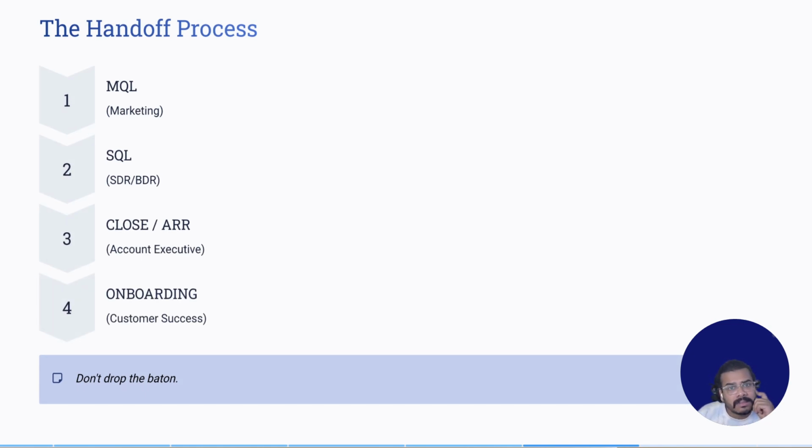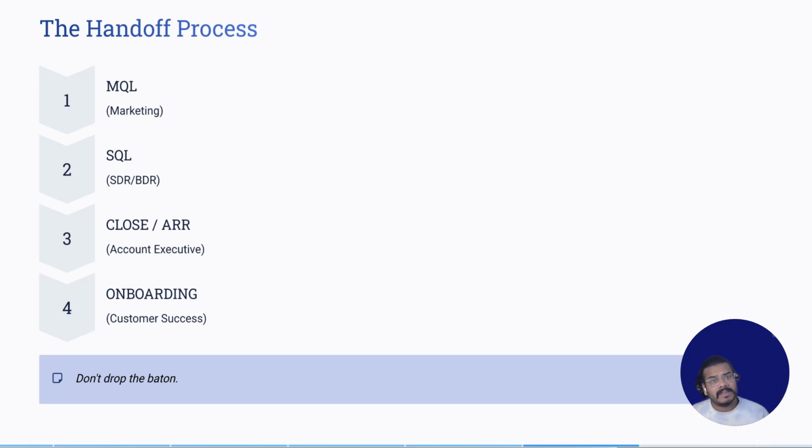Now let's understand the funnel and the handoff. Okay, so whatever you see on the screen, let's look at the process flow. Imagine you are running a relay race. Back in school, if you have run a relay race, I have done that, right? So marketing runs the first lap here. They find the lead. We call this an MQL, or a marketing qualified lead. Then they pass the baton to the SDR, the sales development rep, right? The SDR calls the lead, qualifies them, and books a meeting. Now this becomes an SQL, which is a sales qualified lead. So first it was an MQL, then it became an SQL.